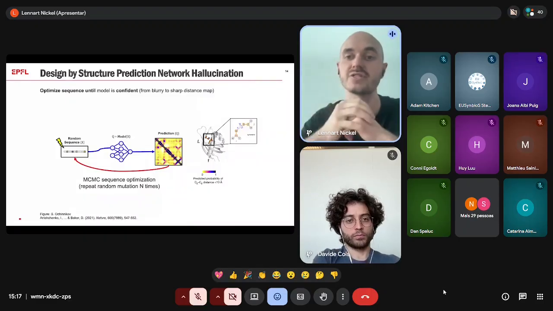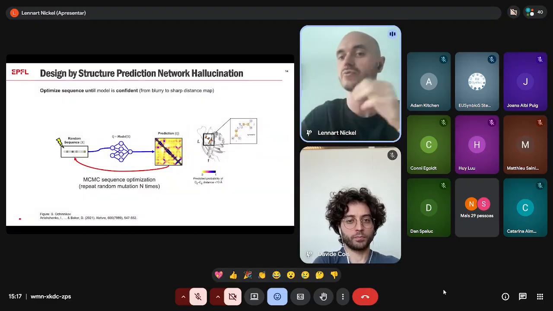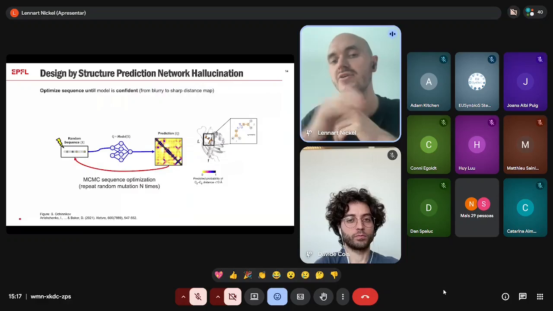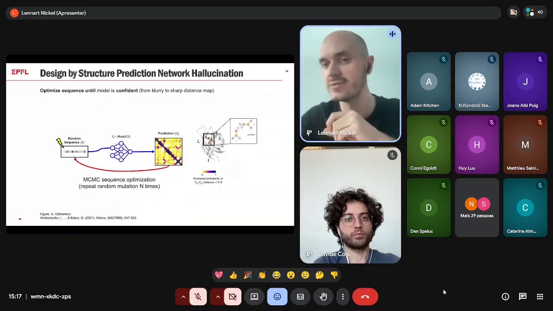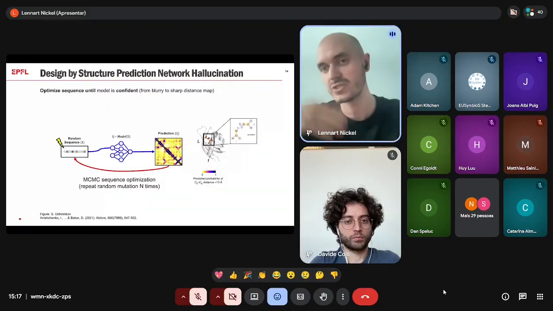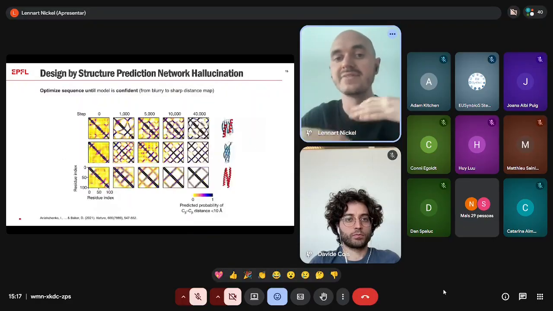The easiest way to use a structure prediction network for design is to just start with a random sequence, then do a prediction. Usually it's nonsense, but then you see, okay, if we now do a mutation, does it get better or worse? If it gets better, we accept the mutation. If it gets worse, we do not, we try again. And we do this iteratively for many, many steps. And this ultimately can fold a protein.